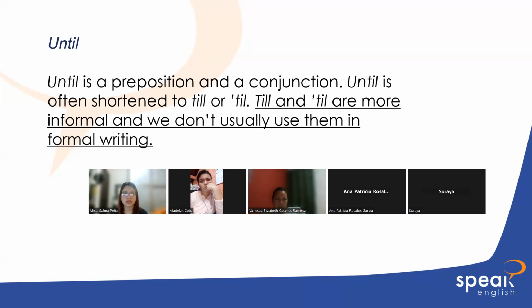So until is a word that could be a preposition, but also a conjunction. Today, just focus on preposition use. If we have a topic about conjunctions, you will see this word again used as a conjunction. Until is often shortened, it means contracted. You can write it in these two ways, till or 'till. La podemos escribir de estas dos formas, contractada. And they sound exactly the same.